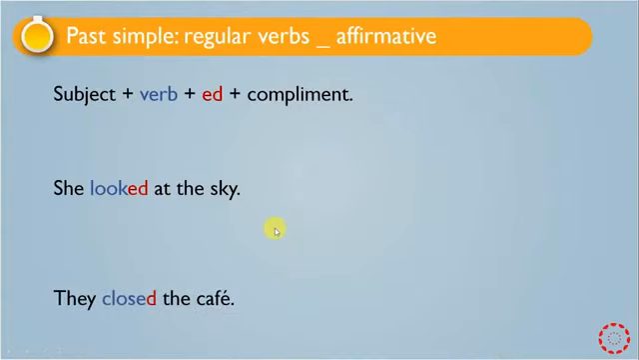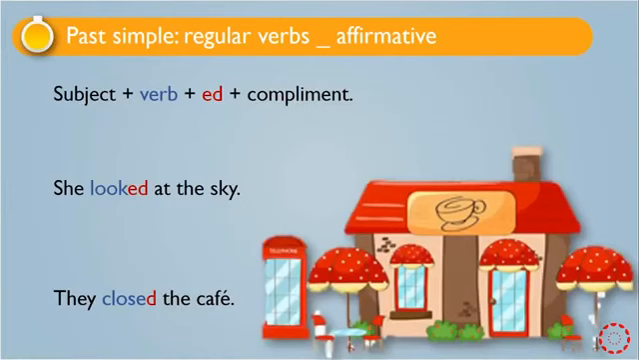They closed the cafe last night. Close it again. We add only d to the verb because the verb is ended with e.